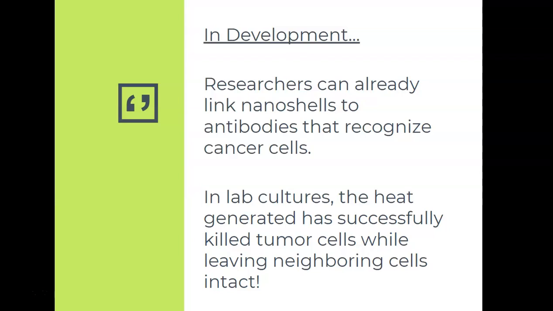So we know how already to link nanoshells to antibodies that recognize cancer cells. So if we can do that, similar to ELISA way back in Unit 1 when we had a secondary antibody with an enzyme, in this case, it would be an antibody with a nanoshell attached to it. And if it can attach to a cancer cell, then we're doing great. And then in lab culture, it's working. So we just have to get to a point of actually being able to maybe use this in people.